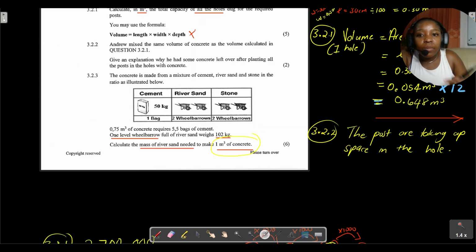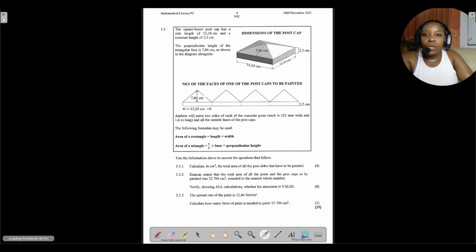Then from there we change that 0.75 meter cubed into 1. How can we change it into 1? Divide by 0.75. That becomes easy now, because 1 meter cubed requires us to have some number of bags of cement. Once we have those bags of cement, our life becomes easy. We can just relate it using the ratio that was given to us. Right, let's have a look at the next question.